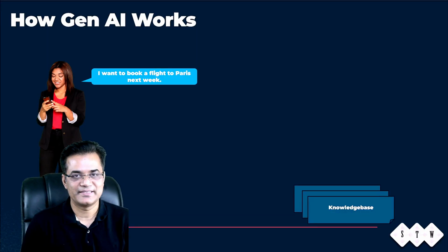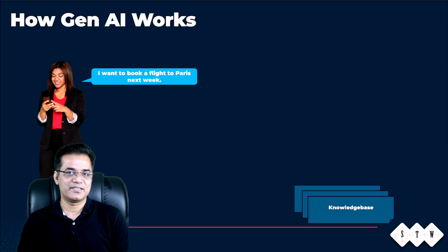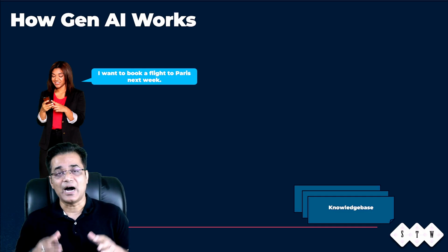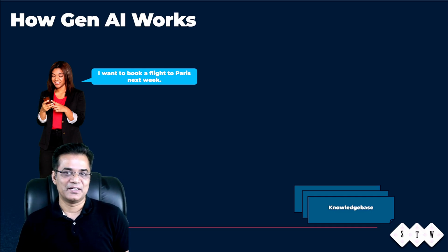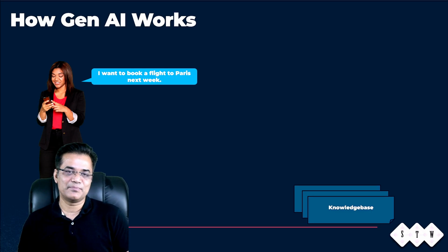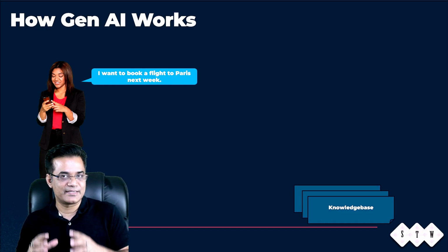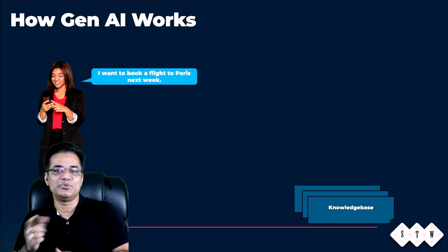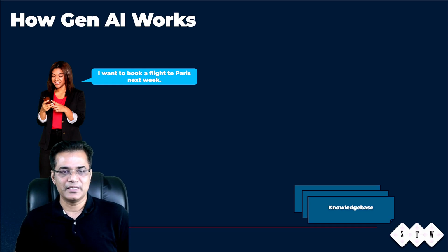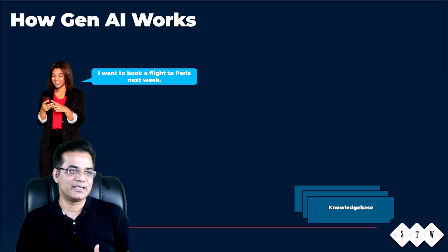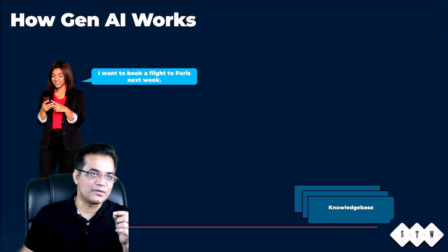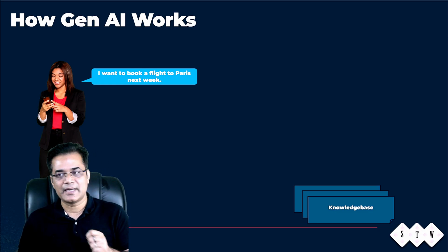Welcome back friends. This is the second video in fundamentals, and we are going to discuss how Gen AI works. It means that whenever you are asking something, what are the process and steps generative AI takes to give you an answer. So for example, if you are asking something like, I want to book a flight to Paris next week. So what will generative AI do?